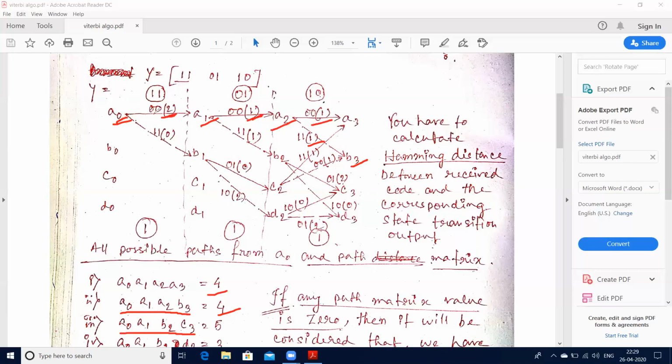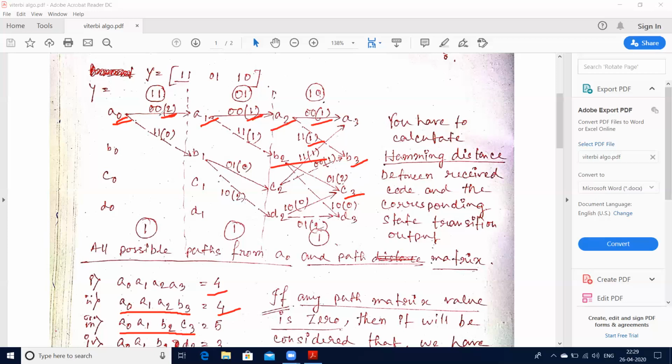Add all the Hamming distances. Okay, so A0, A1, this is B2, and this is C3. So I'm following this path, A0, A1, B2, and C3. You can follow my cursor: A0, A1, B2, C3. You just have to add all the Hamming distances.